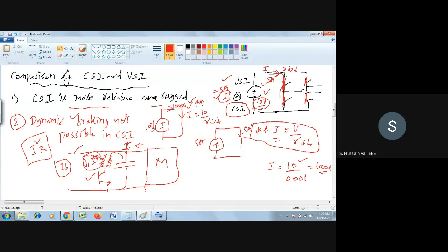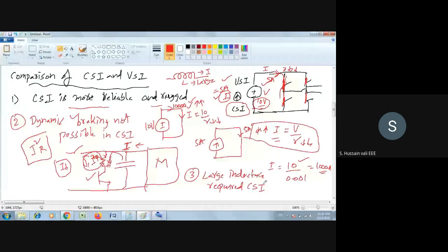Now the third point is, what is the difference between the current source and voltage source inverter? In the current source inverter, you need a large inductor, a very large value. If it is a large value, then only the current here is constant. Otherwise, the current is not constant here. So a large value of inductance is required in current source inverter, whereas in case of your voltage source inverter, you don't require that large a value of inductor. A small value of inductance is enough.